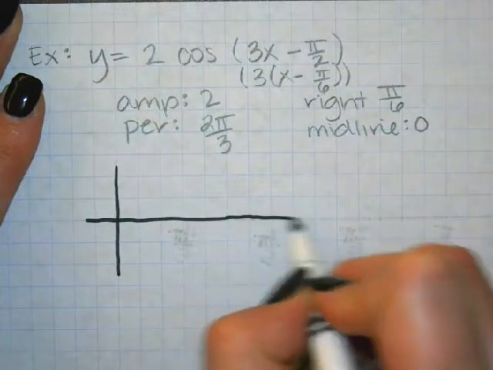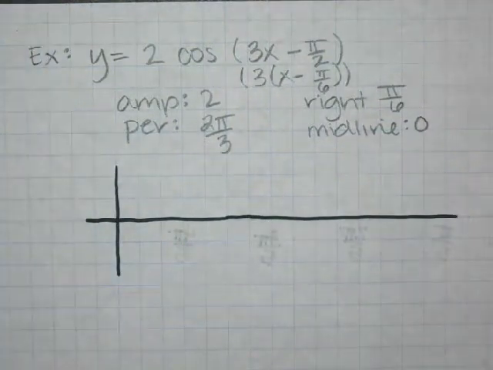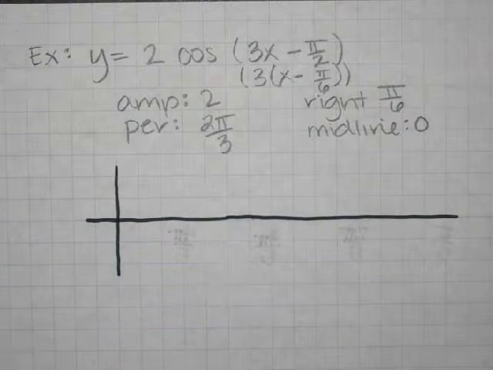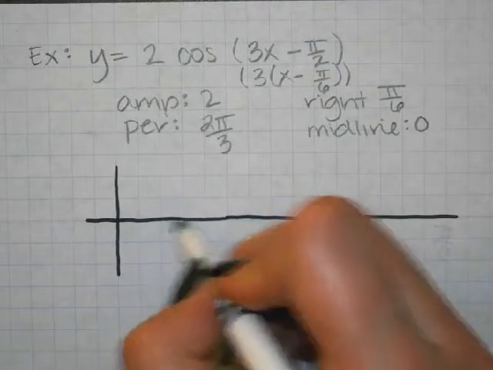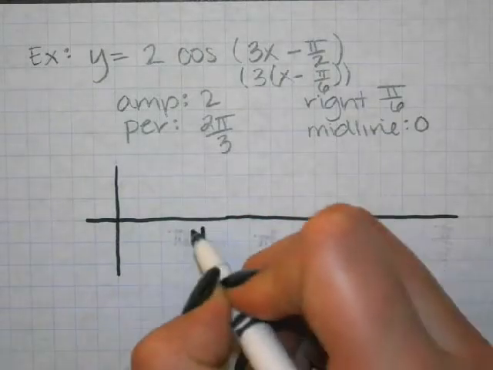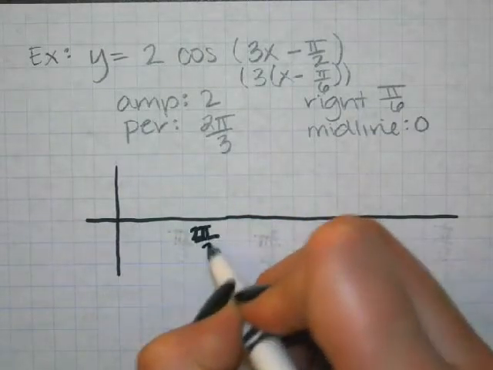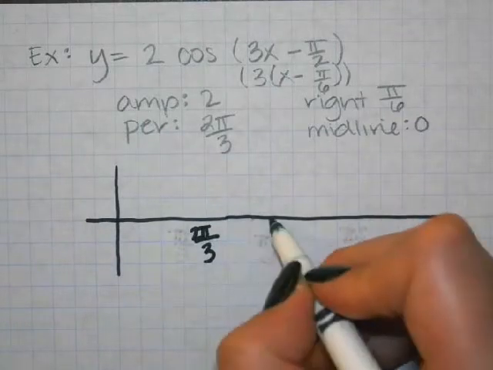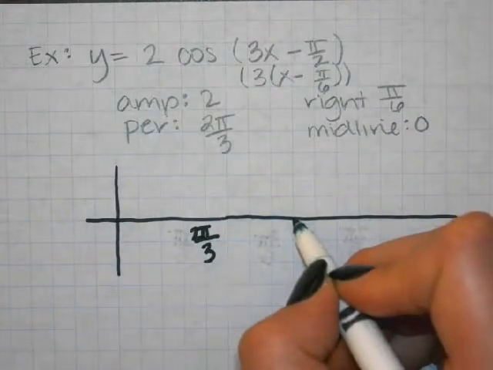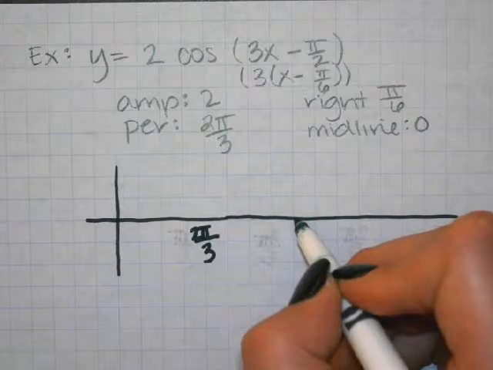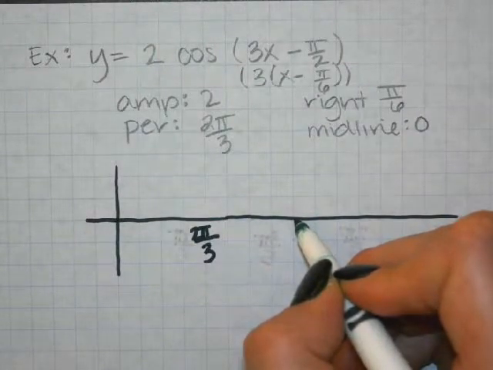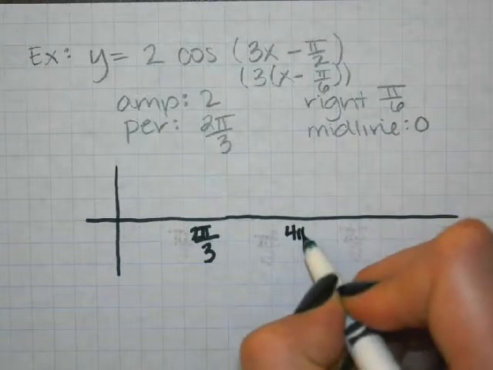How many boxes do you guys want to use for 2 pi thirds? 4 boxes, 8 boxes, 12 boxes? 4? 1, 2, 3, 4. 2 pi over 3. 1, 2, 3, 4. So if 4 boxes is 2 pi over 3, then what would the next 4 boxes be? 4 pi over 3. Good.